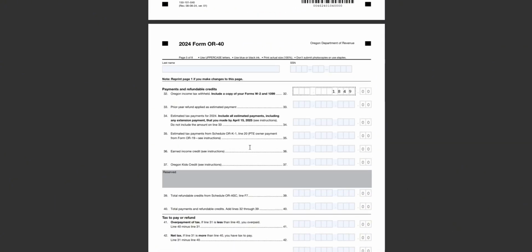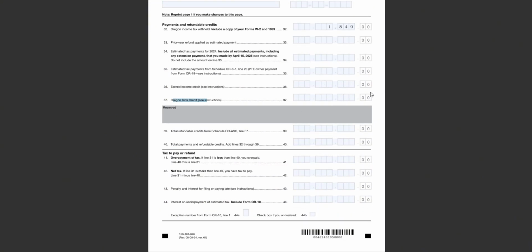All right. So let's go through, and I haven't made any payments. I don't have an earned income credit, and I don't have a kids credit. If you do, you're going to want to go through those instructions and reduce the amount of tax that you will owe the state of Oregon. Definitely take advantage of all of the credits that the state of Oregon offers because it's going to be beneficial to you. All right, so I'm going to leave those blank.